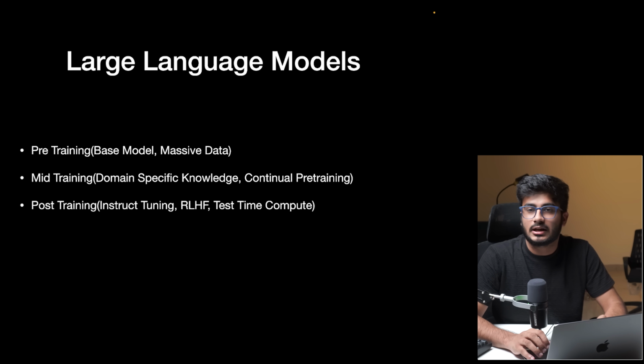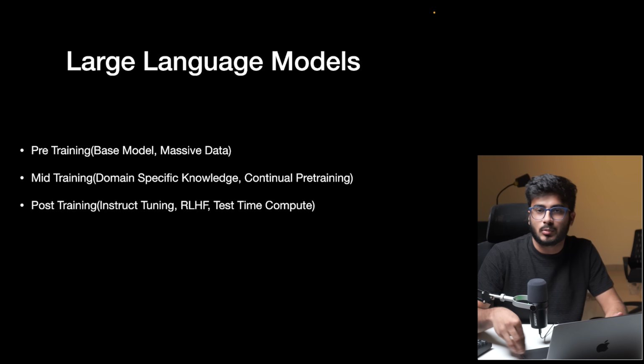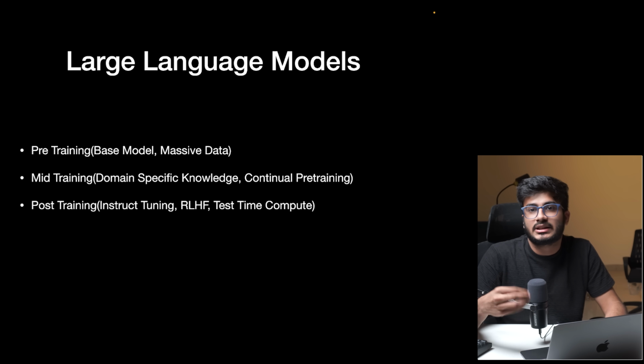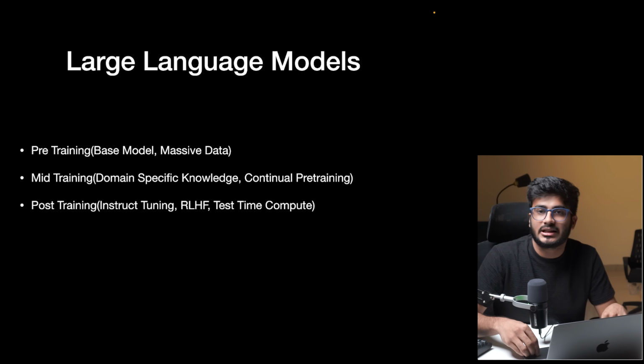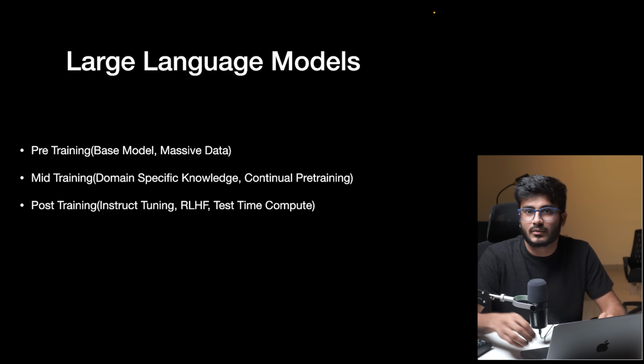All of these are considered under the category of large language models since they have a very large number of parameters in them, so they are large language models. I've divided them into three stages. These are basically the training stages of a model. A model goes through three training stages, which are pre-training, mid-training, and post-training. In each step, the model learns something new.